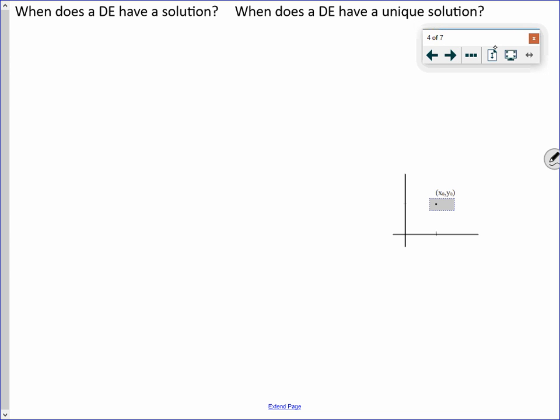Two big questions. When does a differential equation have a solution? They don't always have solutions. So we'd like to know if they do, or if something doesn't, we don't want to waste our time with it. Another question is, when does a differential equation have a unique solution? Sometimes there are different solutions that work. And in this next section, we have a theorem that answers that question to some degree.